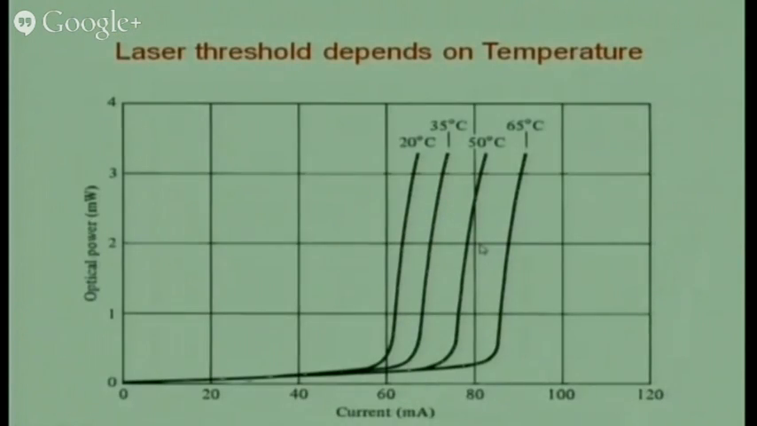Right. So this laser threshold depends on temperature also. As the temperature keeps on increasing, the output also keeps on shifting. That means if I want to work for my communication system, I must control this temperature.